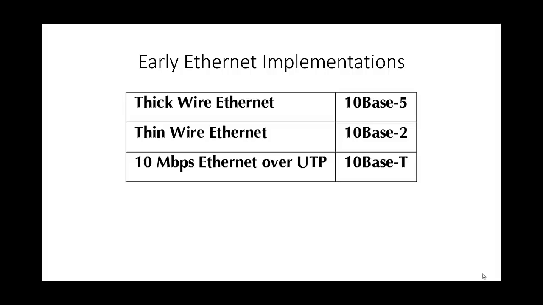So I'll put on the screen early Ethernet implementations. As you can see, you've got thick wire Ethernet, which is 10 base 5, and the naming convention has three parts. So you've got 10, which is the speed, you've got the channel, base, and medium, 5. The speed specifies the data rate in megabits per second. The channel, i.e. base, is for baseband, or it could be broad for broadband, and the medium specifies the physical medium or the cable used.